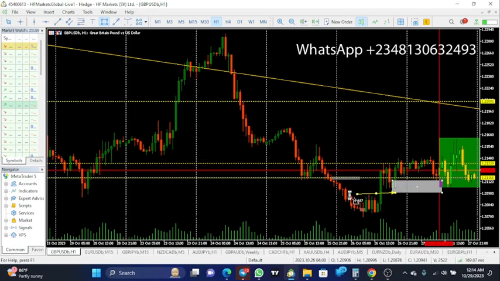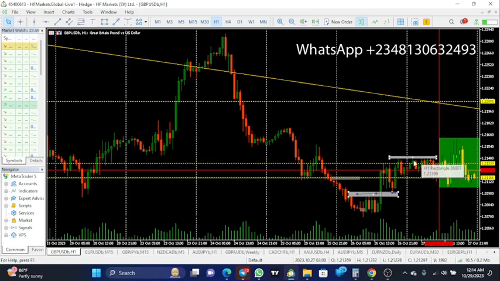This block here. Price traded into it and made a break of structure again. Then started ranging. We now have relative equal highs here. So this is basically a range.